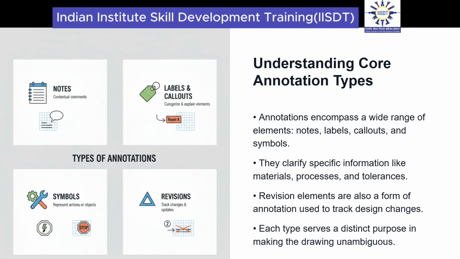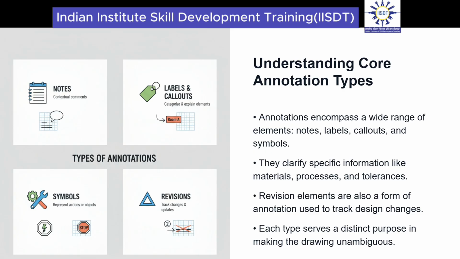Next are labels and callouts, which are more specific. A label might identify a part with its designated number, like item 3 bracket, while a callout might point to a specific feature to provide a detailed instruction like tap M6.0 through. Then we have symbols. These are standardized graphics that convey complex information efficiently. Think of welding symbols, surface finish symbols, or geometric dimensioning and tolerancing feature control frames. They pack a huge amount of data in a small, universally understood icon.